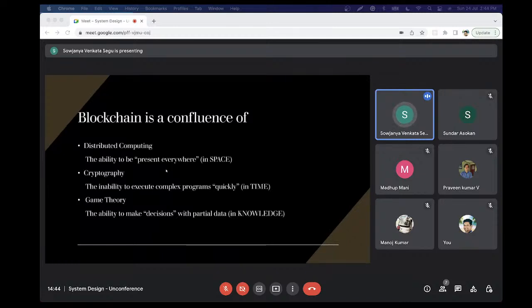Blockchain is a confluence of distributed computing, cryptography, and game theory. These are all pillars of the blockchain. Distributed computing shows the ability for the data to be present everywhere on the network. Cryptography executes complex problems and provides the security. Game theory is the ability to make decisions with partial data. When many nodes are part of the network, each node should accept that a transaction is valid with the data that they have. That comes from game theory.